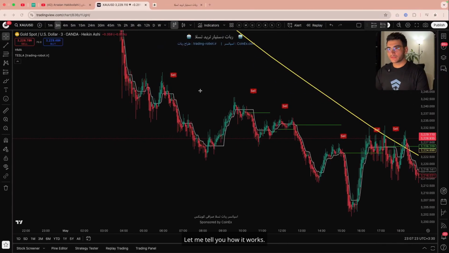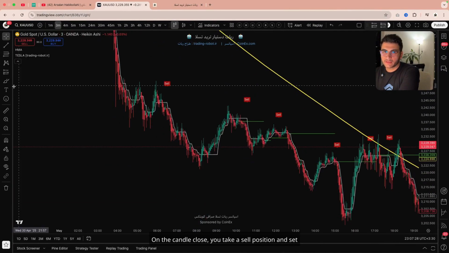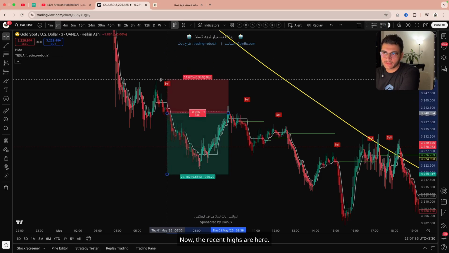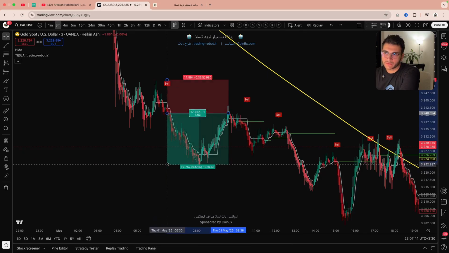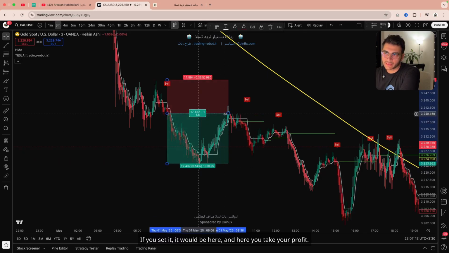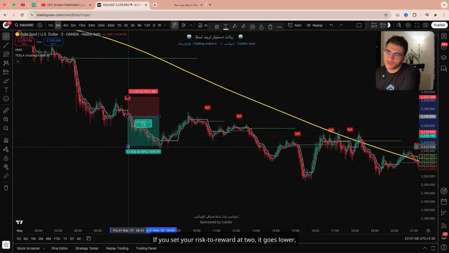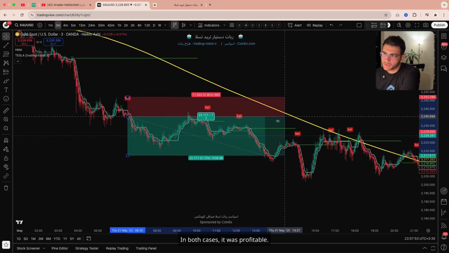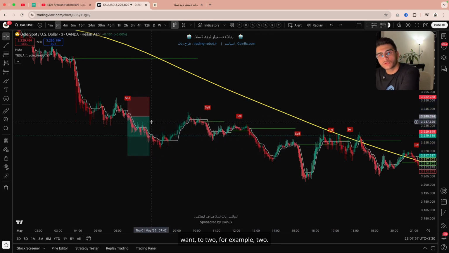Let me tell you how it works. Here, a sell signal appeared. We're all entering the trade below the line. On the candle close, you take a sell position and set your stop loss at the recent highs. Now the recent highs are here. You set your risk to reward at 1.5 or 2. If you set 1.5, it would be here, and here you take your profit. If you set your risk to reward at 2, it goes lower. For example, it would be here, and here you take your profit. In both cases, it was profitable. Now, if you want, you can set it to 1, or if you want, to 2.